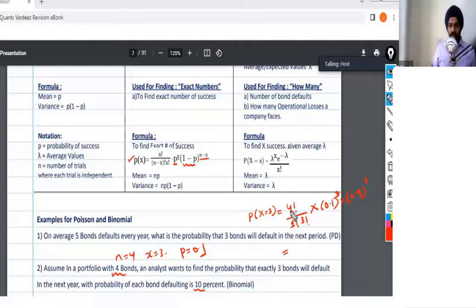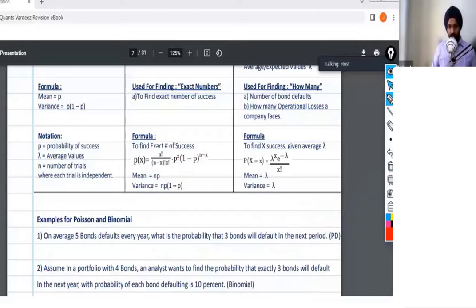So once I solve this, 4 factorial over 1 factorial times 3 into 2 into 1, you can use a calculator to solve it. So this is gone, and the answer that remains is 4. So that's going to be 4 times 0.1 to the power 3 times 0.9 to the power 1. Once you solve this, you will have your probability of exactly 3 defaults given this sort of data.